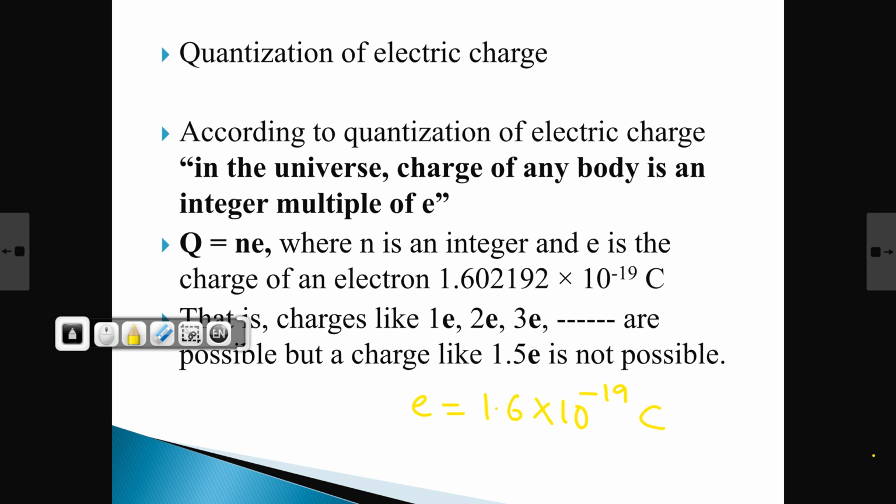That means it can be 1e, that is the same charge as an electron, or 2e, that means twice the charge of an electron, 3e, etc. And the charge of a body cannot be written as 1.5e or 2.5e, etc. This is quantization of electric charge. By using this property, we can write an equation: the charge of a body Q is equal to ne, where Q is the charge of a body, n is an integer, and e is the charge of an electron.